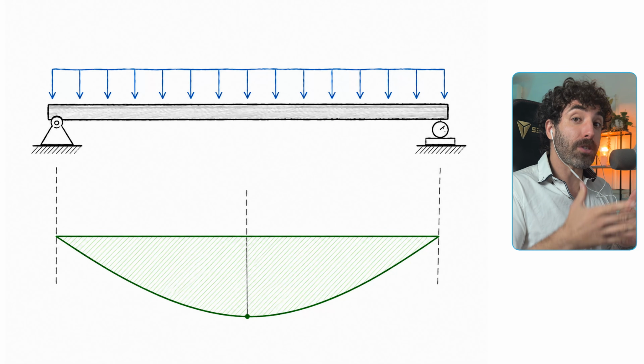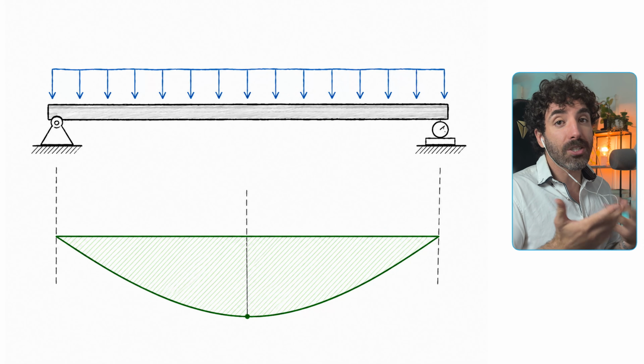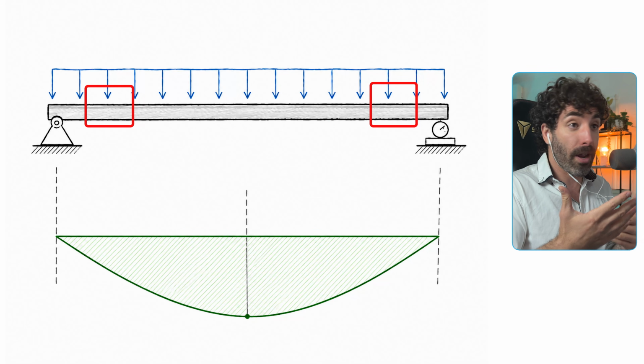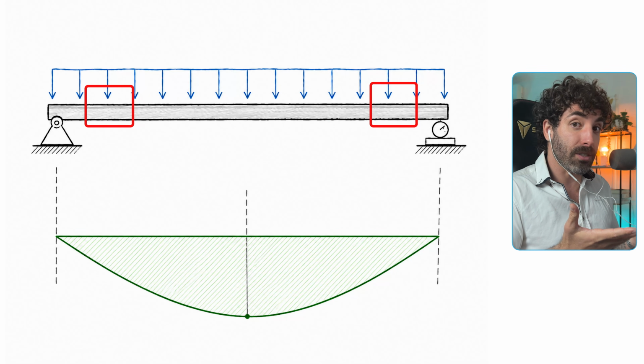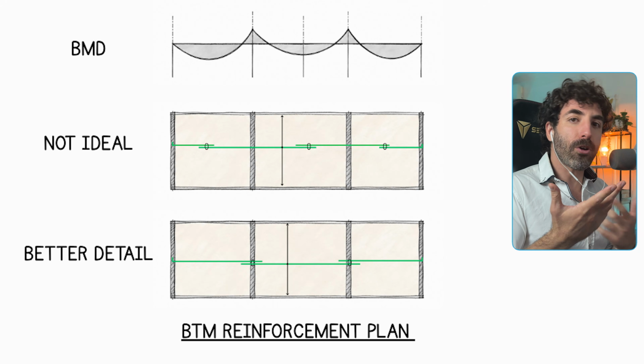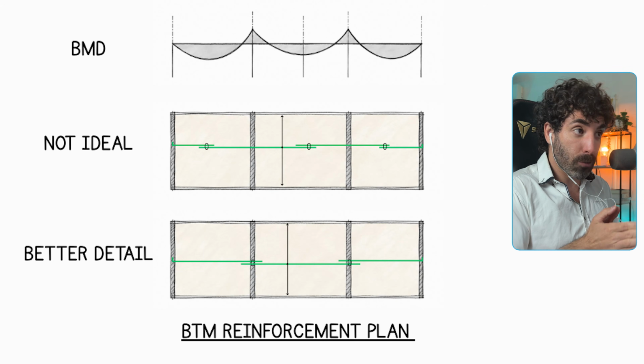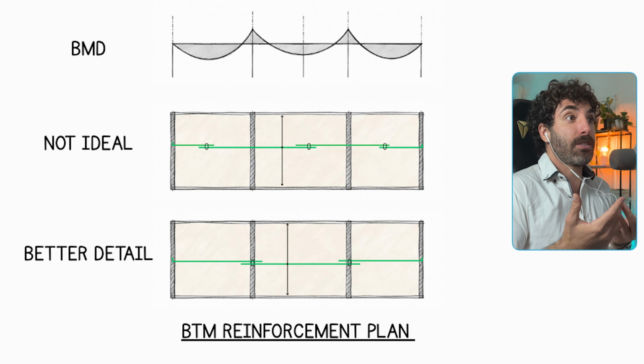In a simply supported beam, I would try to locate the splices as close as possible to the supports, which is where we get the lowest bending moment regions. And that applies to reinforced concrete too. You don't want to lap the bottom reinforcement at mid-span because that's where the moments are the highest.